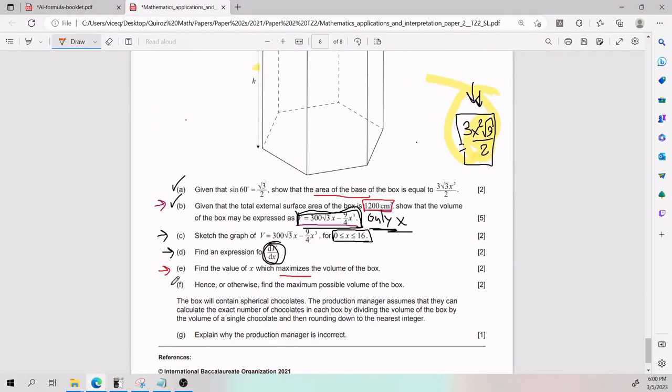Awesome. So that is for part E. For part F, hence or otherwise, find the maximum possible volume of the box.